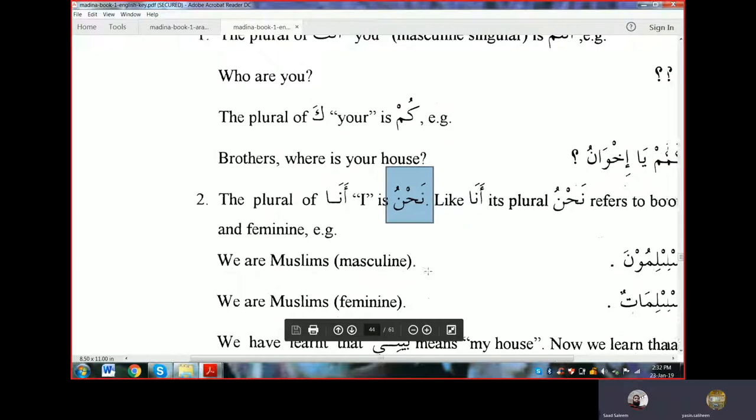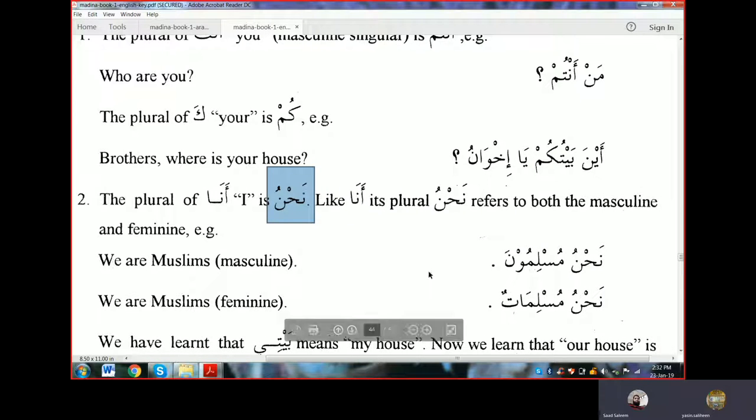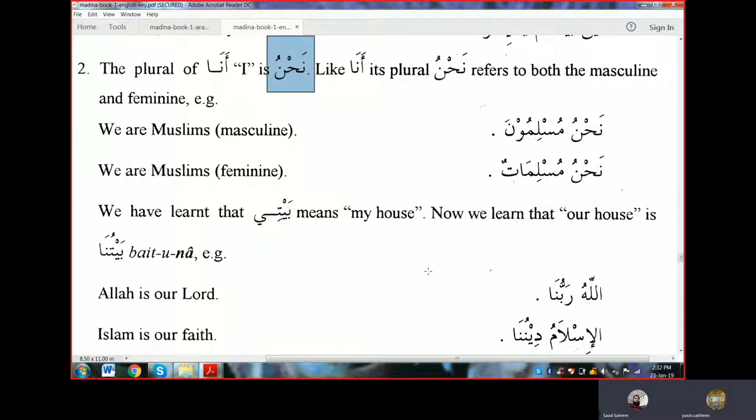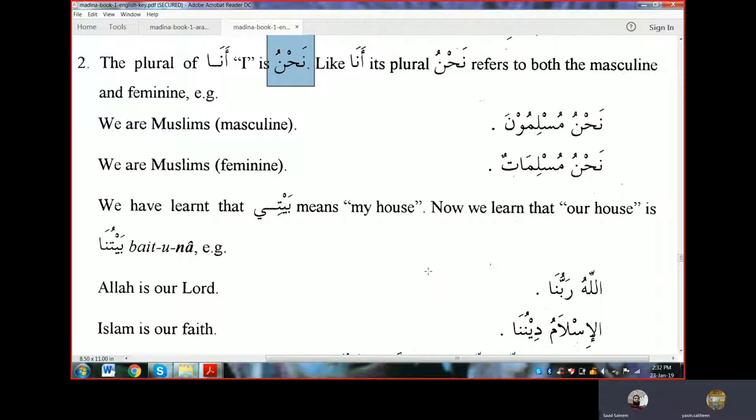Nahnu muslimuna, we are Muslims. Nahnu muslimatun. Muslimatun, okay. We are Muslims, feminine.